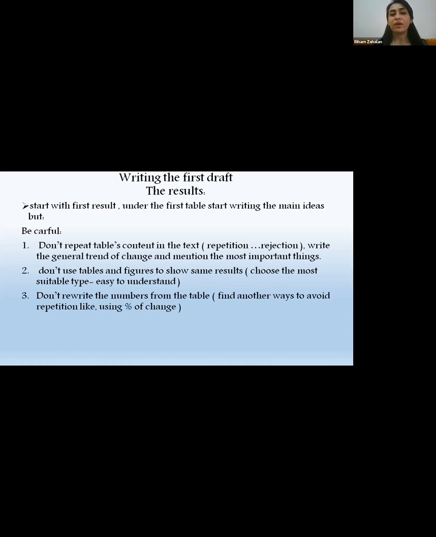Start from the first result. Order your results in a logical way. Start writing under the first table whatever ideas you can think of when you are looking at your table. But in this period, you need to be careful about several things. First, don't repeat the table's contents in the text. Don't repeat your numbers, because repetition will cause rejection.